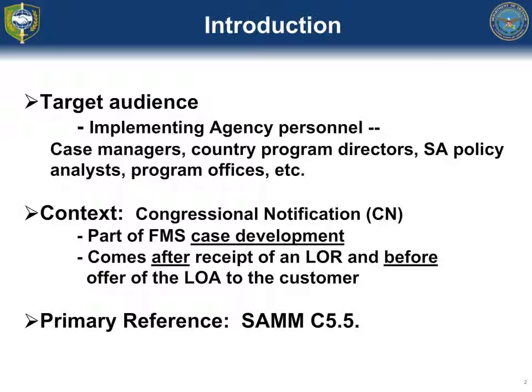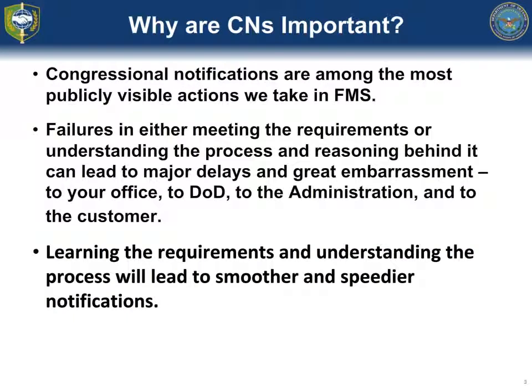The primary reference for this text is the SAM, Chapter 5.5, which you can link to at the bottom of this slide. Congressional notifications are among the most visible public actions we take in FMS. There's nothing else we do in FMS that results in a Federal Register notice and a press release. Failures in either meeting the requirements or understanding the process and reasoning behind it can lead to congressional notifications that embarrass the administration if they're ill-timed, or that lead to congressional notifications that don't allow you to submit an LOA with everything the country is asking for.